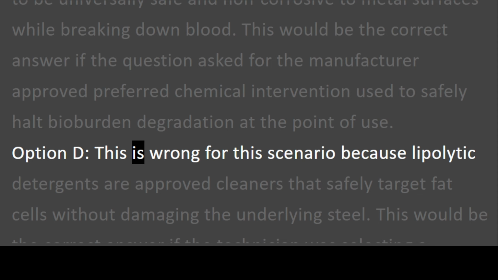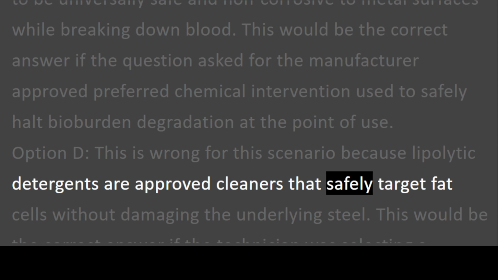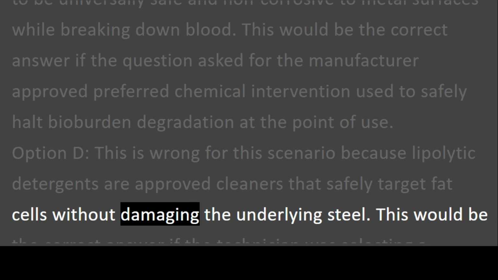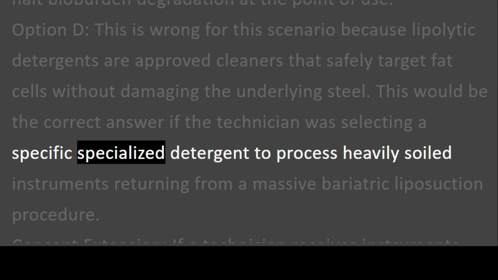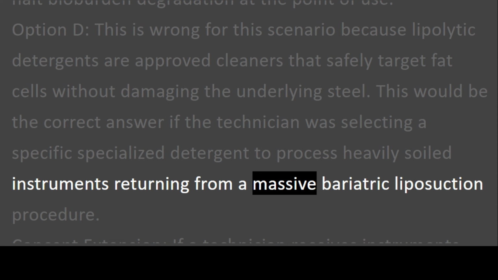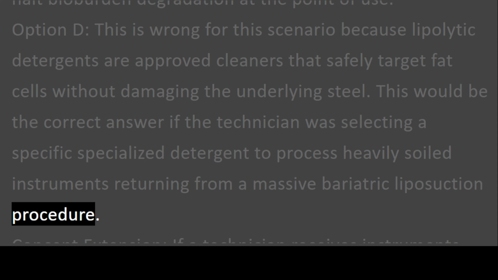Option D. This is wrong for this scenario because lipolytic detergents are approved cleaners that safely target fat cells without damaging the underlying steel. This would be the correct answer if the technician was selecting a specific specialized detergent to process heavily soiled instruments returning from a massive bariatric liposuction procedure.